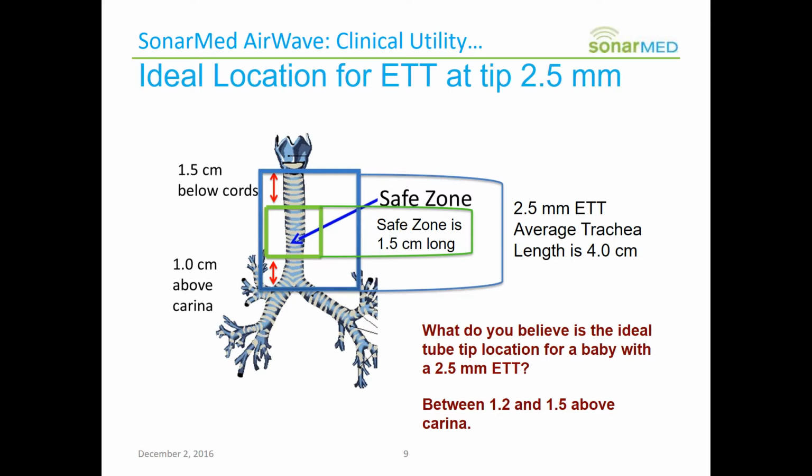In a 2.5, if I want to be 1 above the carina and 1.5 below the cords, I've got a safe zone that's 1.5 centimeters long. So I can tolerate a little bit of movement, but not a whole lot. So if I have the tip of the tube above the carina by at least 1 centimeter, then I have 1.5 centimeters that I can move before I get into a danger zone where I may self-extubate the baby, right? And we don't want unplanned extubations.